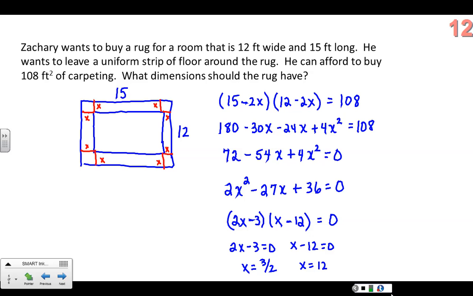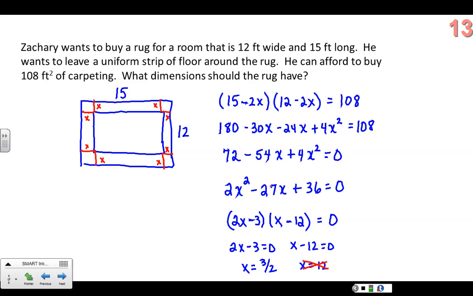Now we have a problem with one of these answers. One of them would not be able to work. In fact, for x, this little bitty amount right here could not ever be 12 because the whole length itself is 12. So you couldn't take 12 away twice from 12. So we're going to go ahead and disregard that value. So x must be 3 halves.